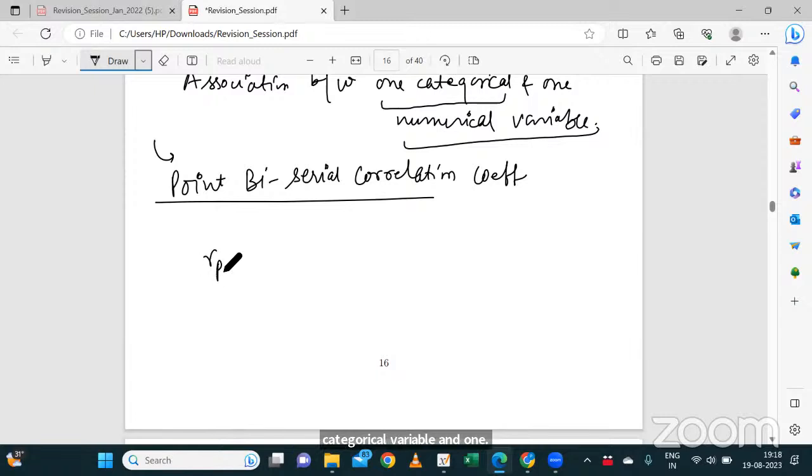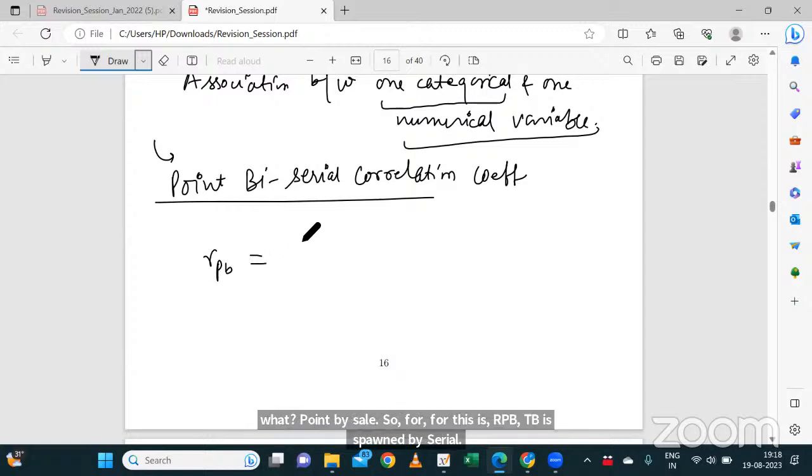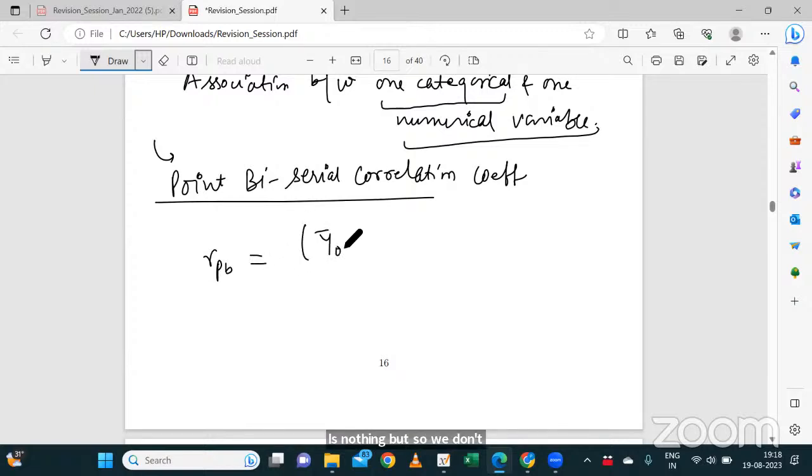So the formula for this is r_pb, where pb means point biserial, and it is nothing but y bar naught minus y bar 1, divided by sigma x, into square root of p naught into p1. I will tell you the interpretation of all the notations.